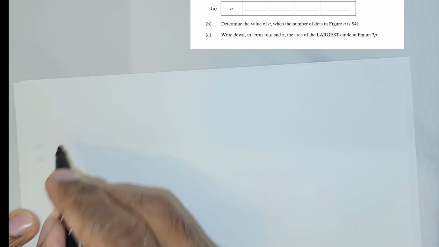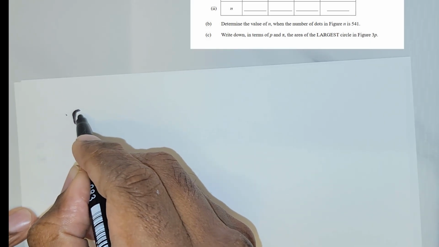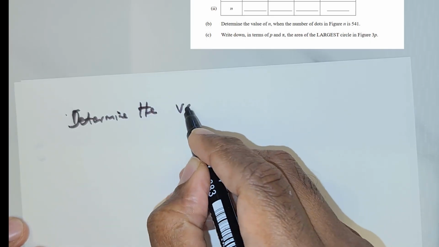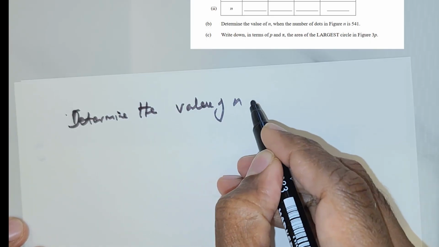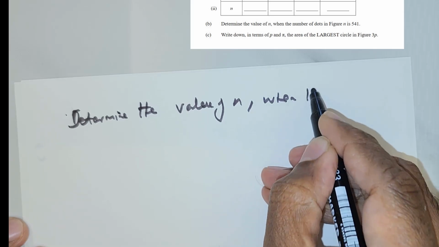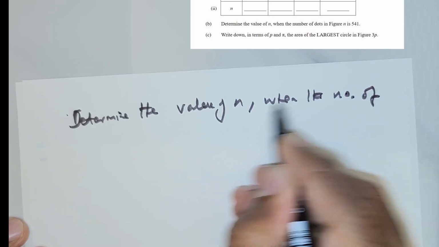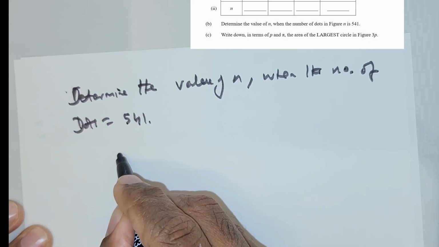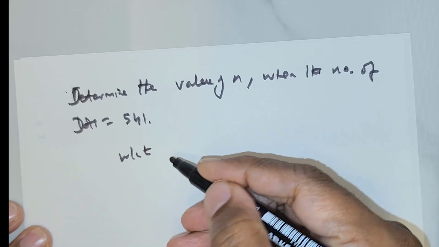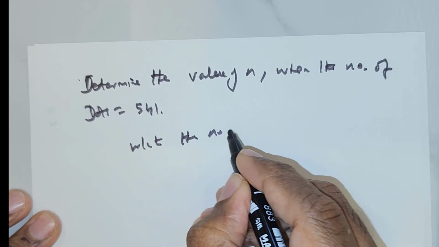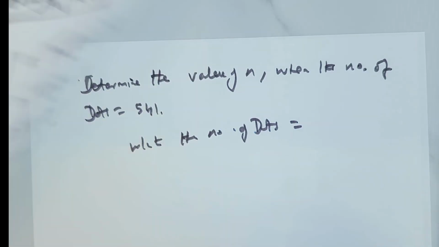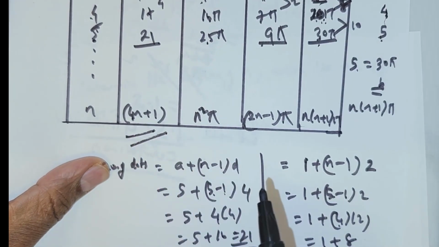Okay, this is the next question. They are asking us to find, let me write that down, determine the value of n when the number of dots is equal to 541. Now we know the following. We know the number of dots, go back to the table, we know this value is 4n plus 1.